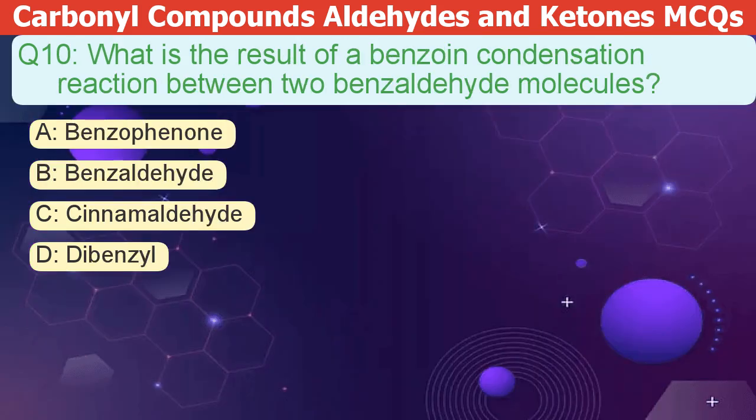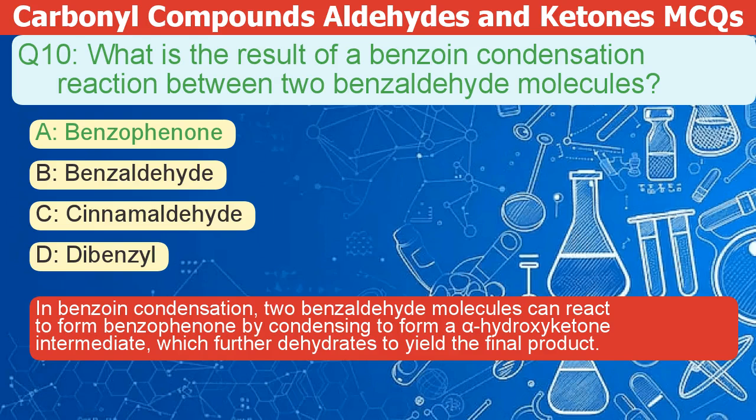What is the result of a benzoin condensation reaction between two benzaldehyde molecules? A. Benzophenin. B. Benzaldehyde. C. Cinnamaldehyde. D. Dibenzyl. The correct answer is A. In benzoin condensation, two benzaldehyde molecules react to form benzophenin. They condense to form an alpha hydroxyketone intermediate, which then dehydrates to yield the final product.